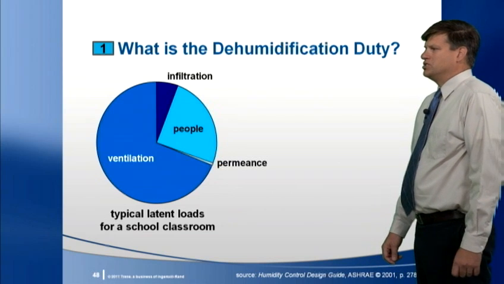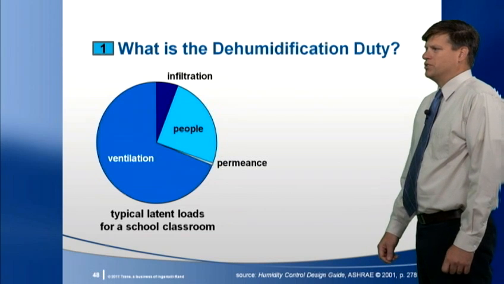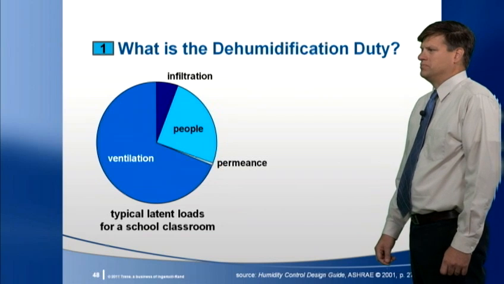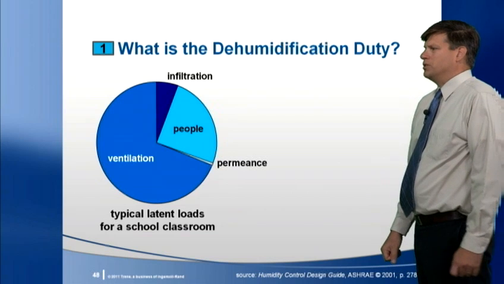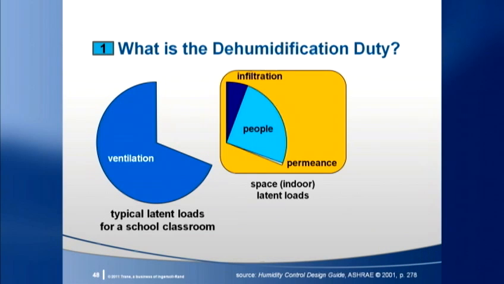This pie chart shows the sources of water vapor, or latent loads, for a typical K through 12 classroom. The latent load from the ventilation accounts for almost 2/3 of the total. The remaining 1/3 is space loads, mostly due to people and infiltration. The more densely populated the space, the larger the portion of the total latent load the space loads will be.